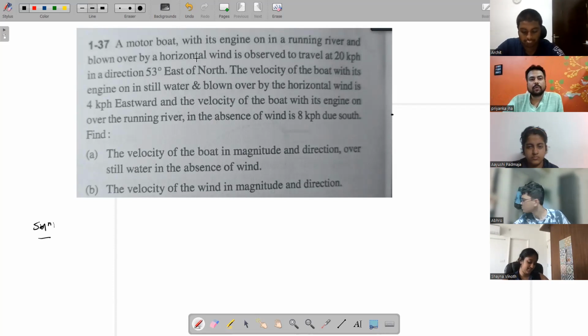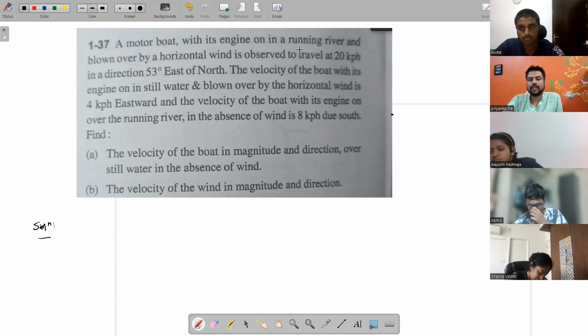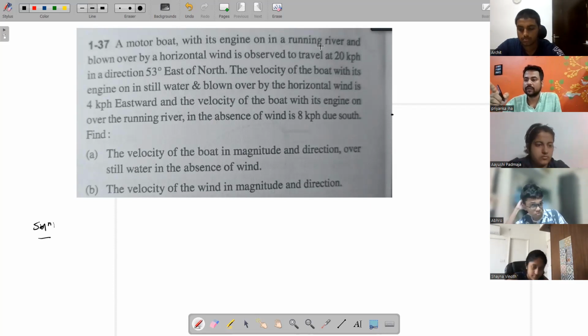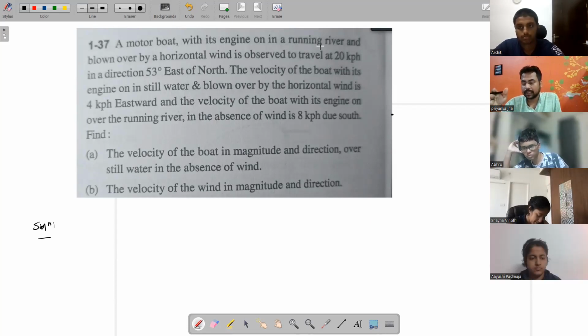Okay, fine. Let me tell you the correct way. See, a motor boat with its engine on in a running river means the river also flows. So the river also has some velocity, and blown over by a horizontal wind means the wind is also blowing. So the river will contribute some velocity to the velocity of the boat, and the wind will also have some contribution to the velocity of the boat, right?